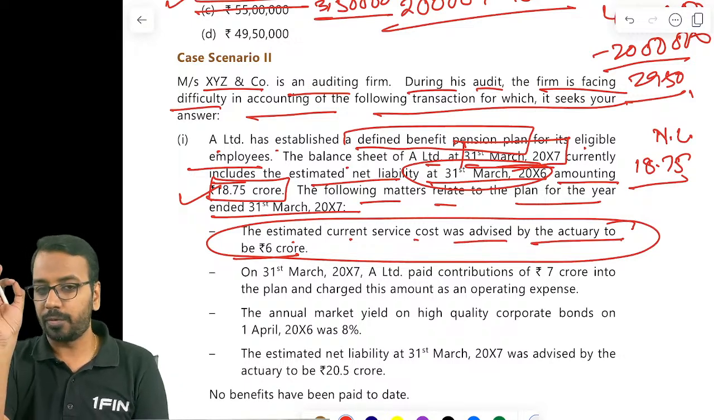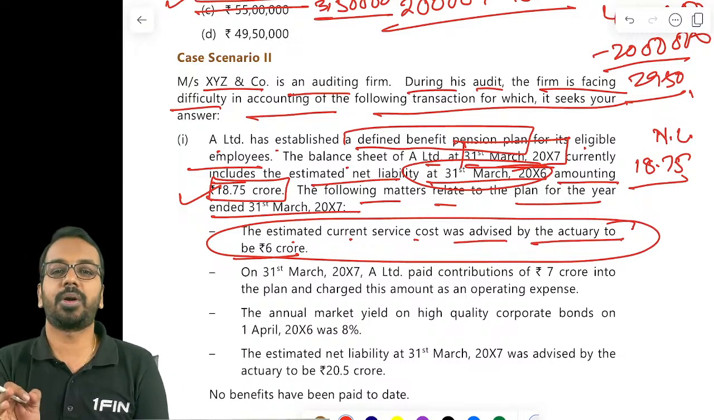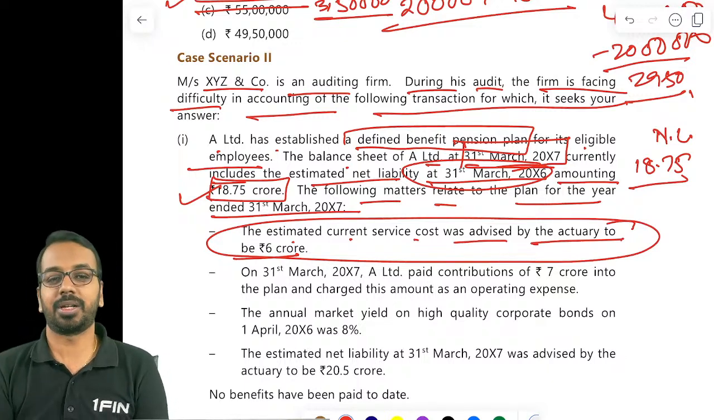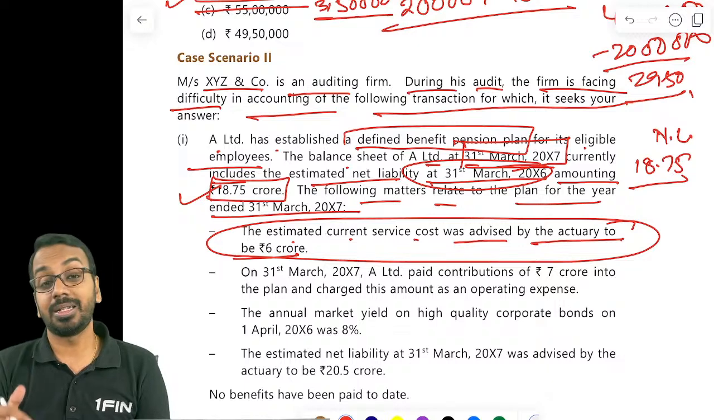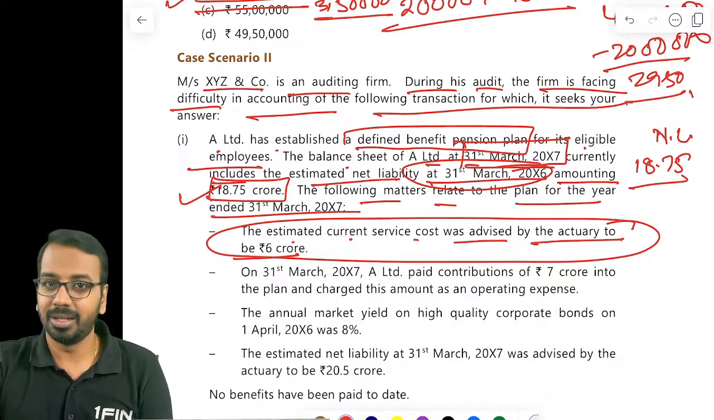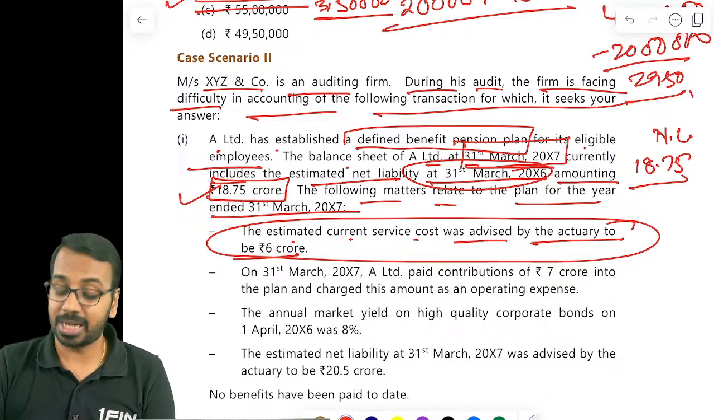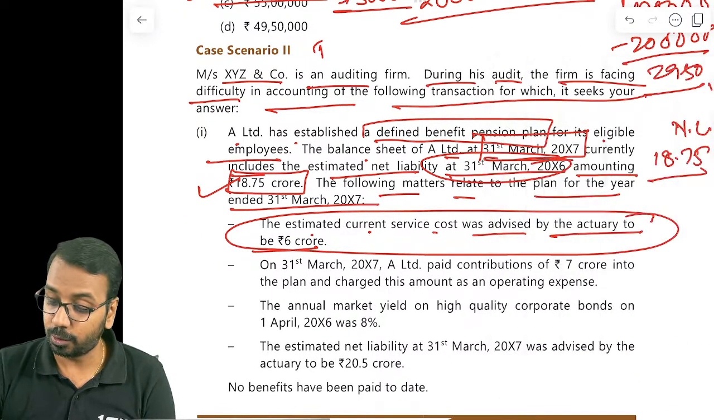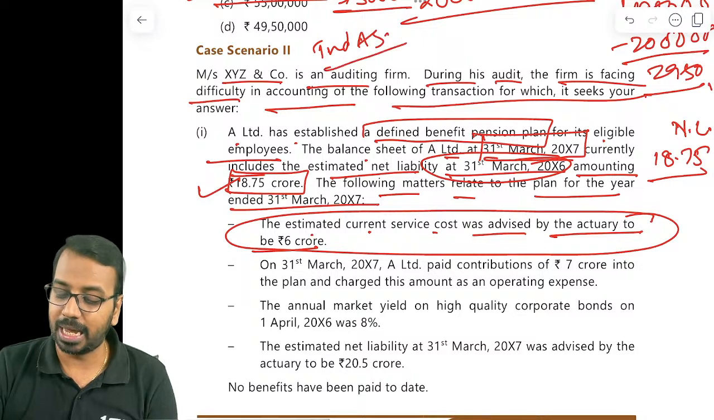Okay. So in this standard, the most important thing, the question that is asked again and again, is the calculation of the net liability. So we'll take the opening liability. Current service cost will increase the liability. If you have any doubt in this standard, the entire Ind AS 19 is available for free on YouTube, fully animated. You can have a look at it.